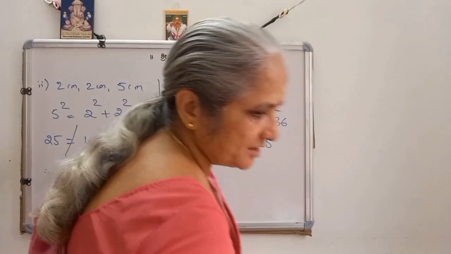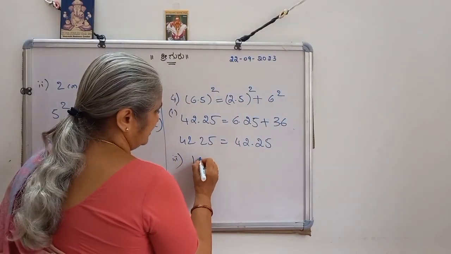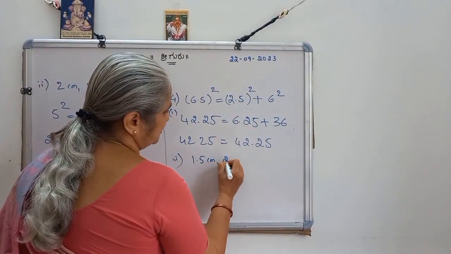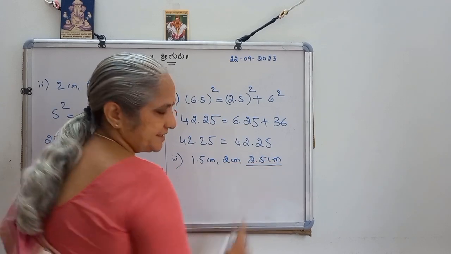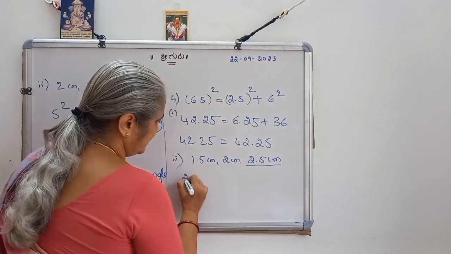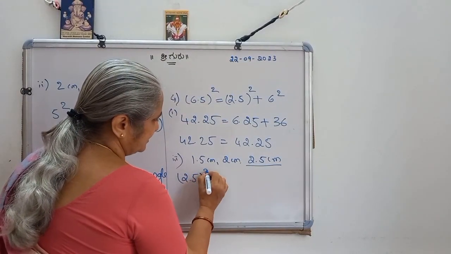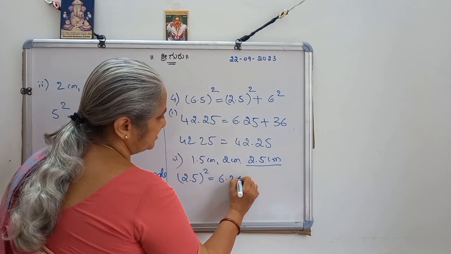1.5 centimeter, 2 centimeter, 2.5 centimeter. Here the longest side is 2.5. So 2.5 square is equal to 6.25.